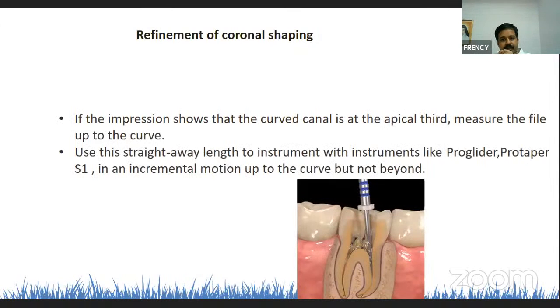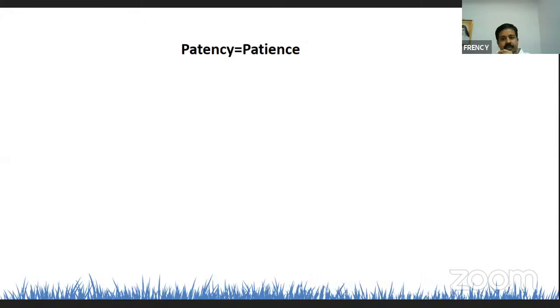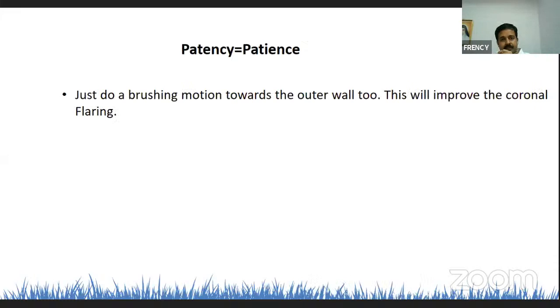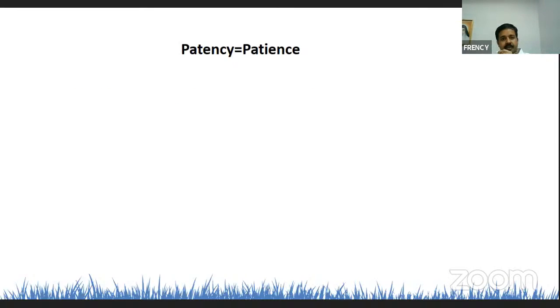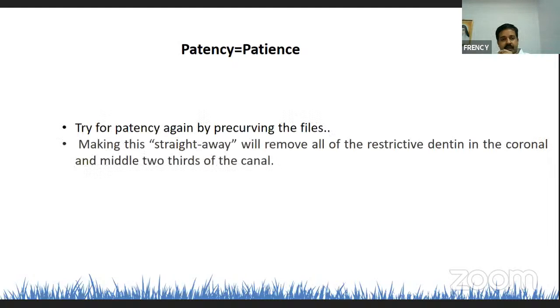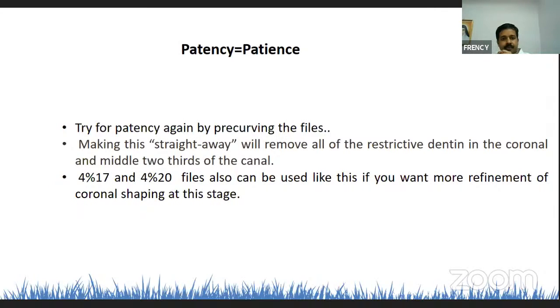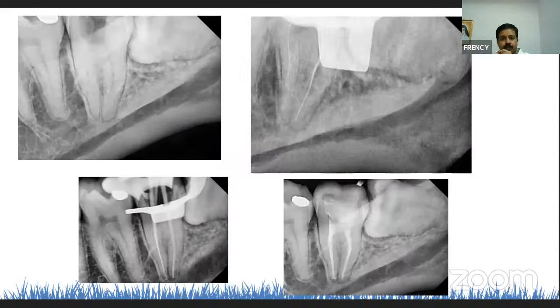You can use the S1 type or 4%17 files for coronal shaping, because many times you won't get patency initially. So if you are not getting patency, be patient and again do a good coronal flaring. You can use 4%17 files, S1 files or glider files and make this a straight way till the apical curvature. And then again try for the patency.